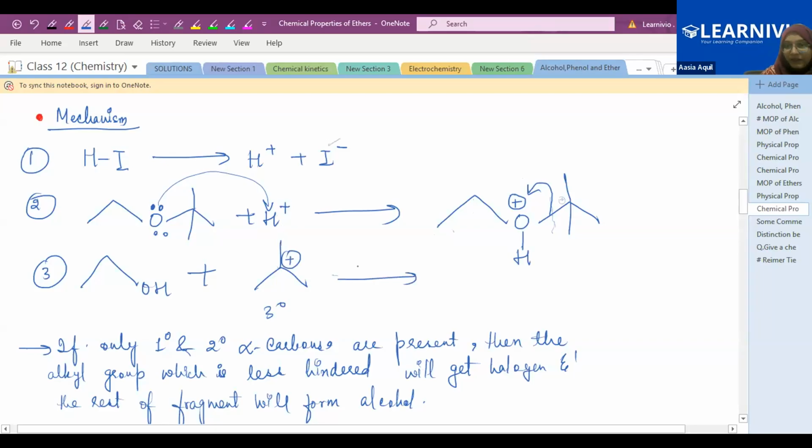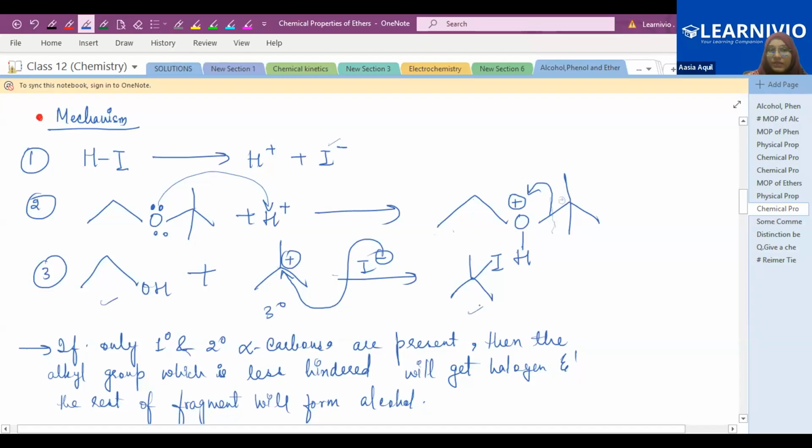Now we have I minus. This carbocation is very reactive. When the I minus ion is present in the reaction, what happens? This I minus ion will come and attach to this carbocation, and you will get isopropyl iodide. So what is the product over here? Alcohol plus isopropyl iodide. That's the mechanism.